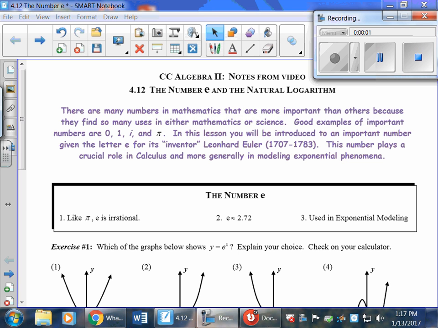Hi, and welcome back to Common Core Algebra II, 4.12, the number e and the natural logarithm. Basically, there are 5 important numbers in mathematics. 4 of them are 0, 1, i, which we haven't gotten to yet, and pi. And the last one is the number e, which we're going to talk about today.